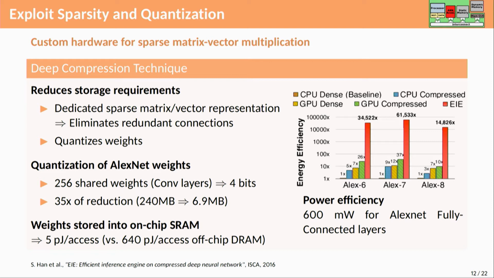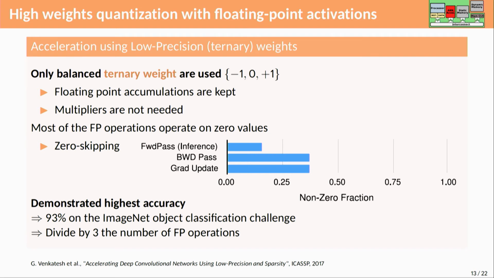They can show that using this specific representation, they can avoid a lot of computation and reduce the number of weights they need. And at the end of the day, the energy efficiency is much better than a solution on GPU or CPU. But still, here we are still using 600 milliwatts just for the last part of the AlexNet network. So people have been pushing a bit farther.